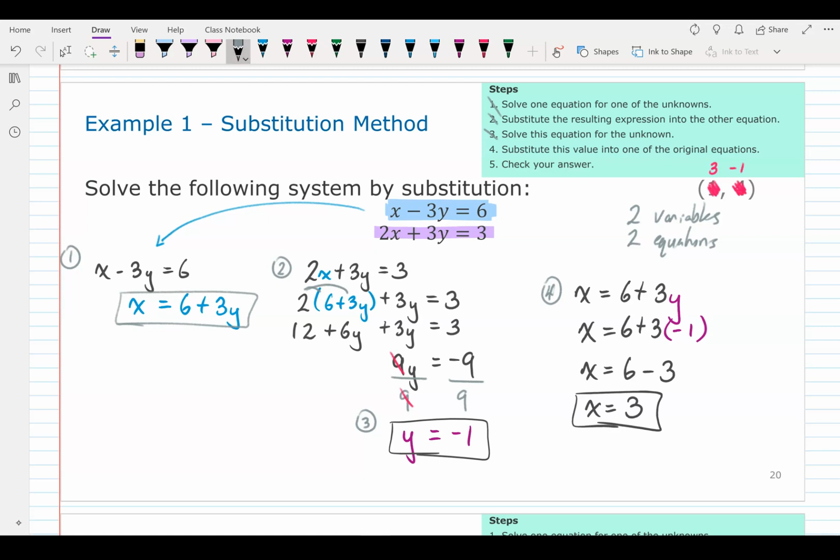Did I do everything? Substitute the value into the original? Yeah, and check my answer. I didn't check my answer, but I'll do a quick check. I'm not always going to do the check, but in this case, I will.